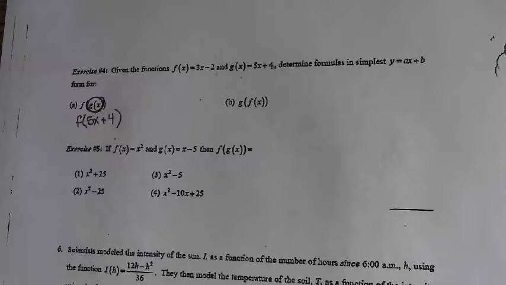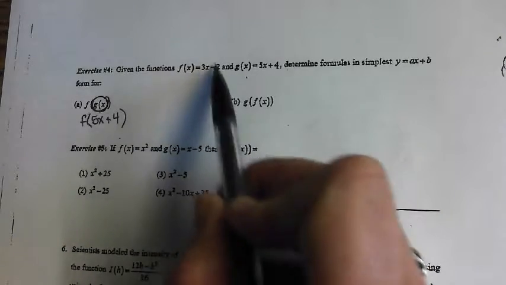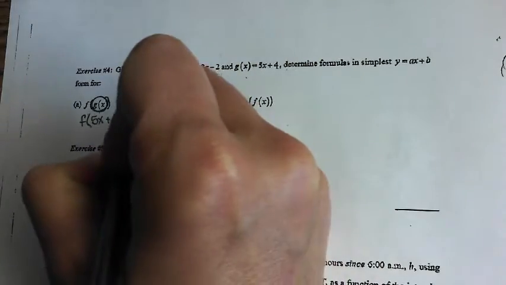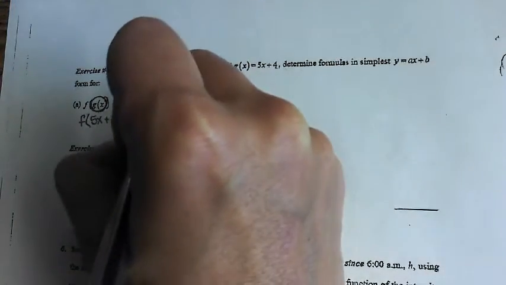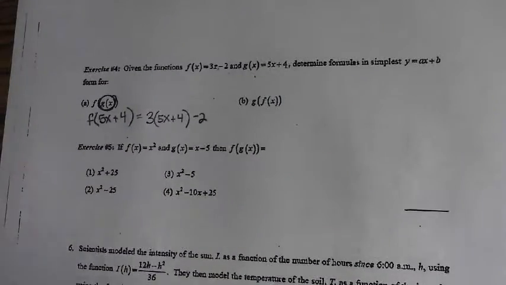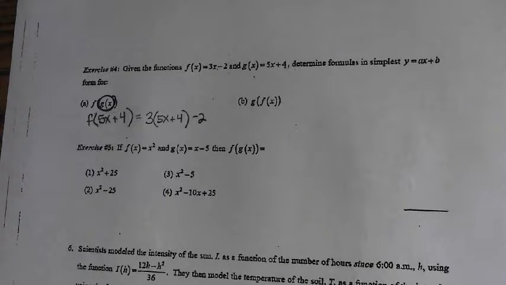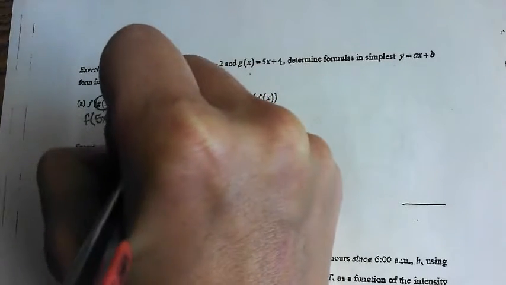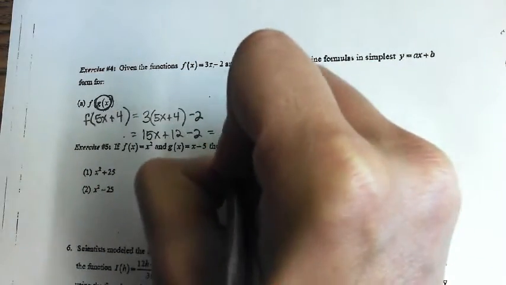And then once you see it in this fashion, we did do a little bit of this yesterday, where you're not always asked for f of 5, f of a number. You have to be comfortable plugging in polynomials. So f of 5x plus 4 means plug 5x plus 4 into this. So that's 3 times 5x plus 4 minus 2, and simplify, because they want this in y equals ax plus b form. So that's going to be 15x plus 12 minus 2, which is going to simplify to 15x plus 10.